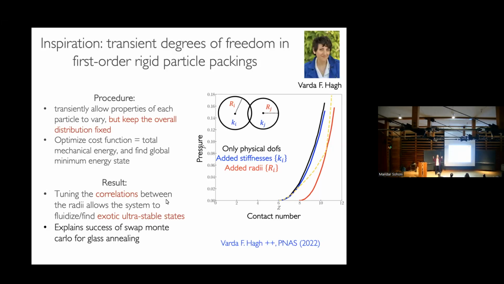So we can take a state that was a solid. And of course, if we open up more degrees of freedom, it's not all that surprising. If we open up these radii degrees of freedom, you can fluidize the system and the system finds these super low energy, low-lying states in the glassy landscape. Okay. So it also explains the success of a new technique in glass annealing.